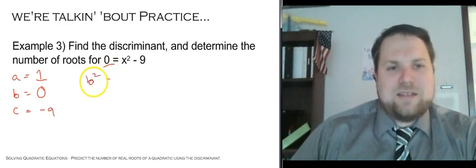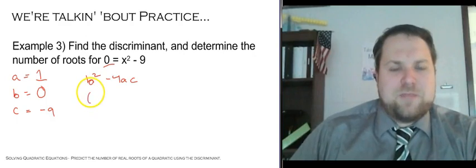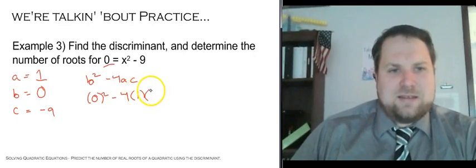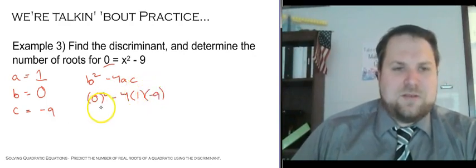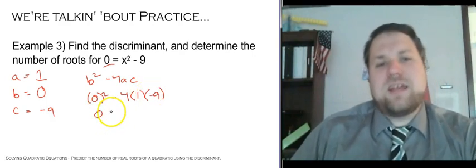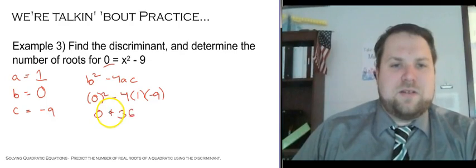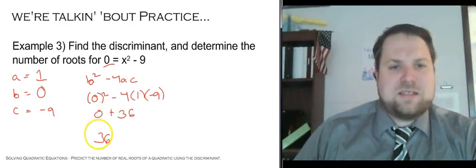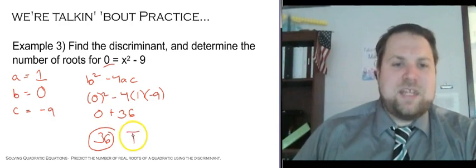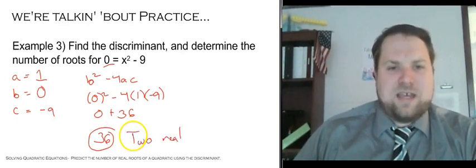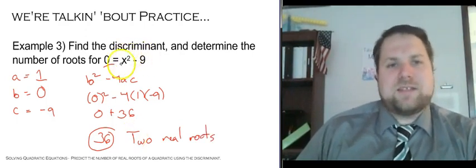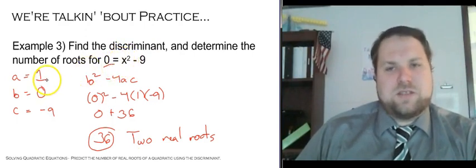And now I can calculate the discriminant just as I was doing before. B squared, well, that would be 0 squared minus 4 times a times c. And so 0 squared is 0. Negative 4 times negative 9 is going to be positive 36. So 0 plus 36 is just 36. That's my discriminant, and since it's positive, that means I will have 2 real roots. So again, if the variable is there but doesn't have a coefficient, the coefficient is 1. And if the variable is missing entirely, the coefficient is going to be 0.